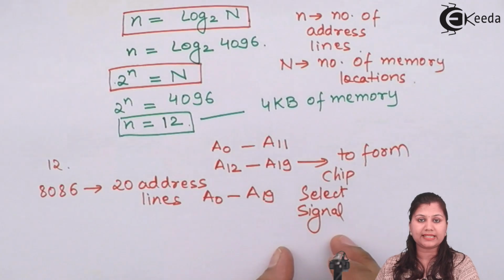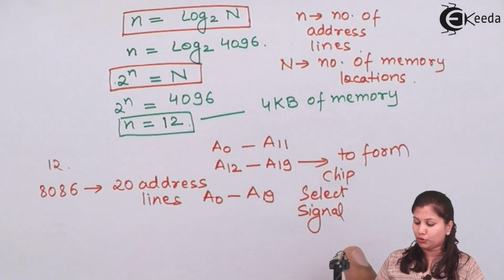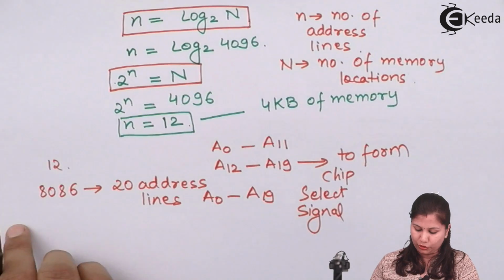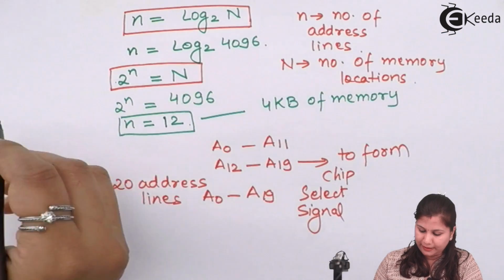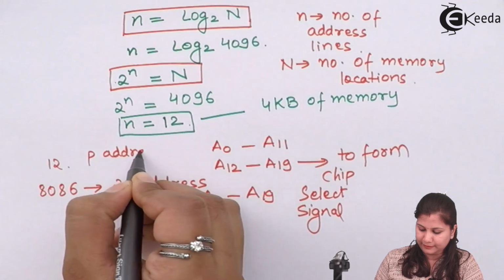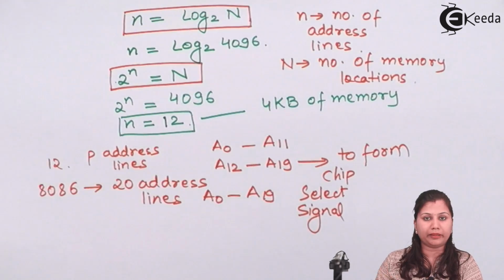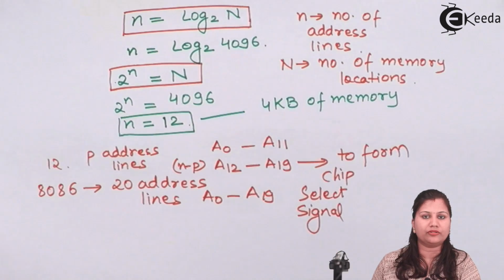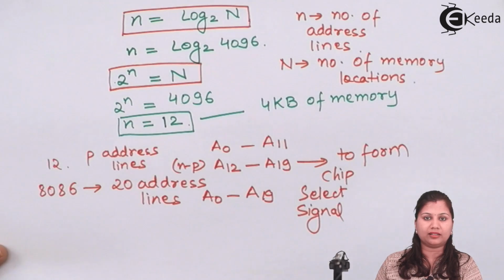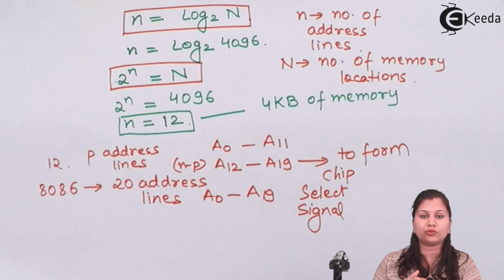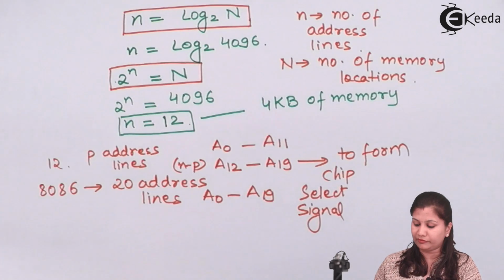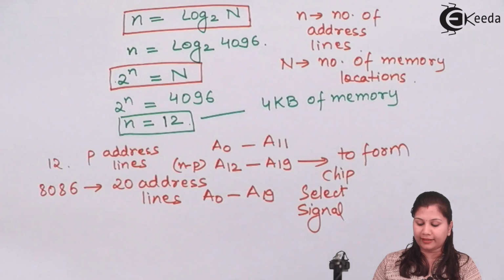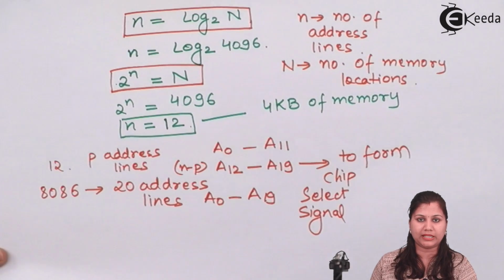Because we want to select the chip also, we can use these remaining address lines to form the logic for the chip select signals. So if we have n address lines, we can use p address lines for addressing the memory location, and the remaining n minus p address lines to form the chip select signals. Whenever we are asked to interface a memory chip with the microprocessor, we calculate how many address lines we require to address that memory chip, and the remaining address lines we can use to form the chip select signal.